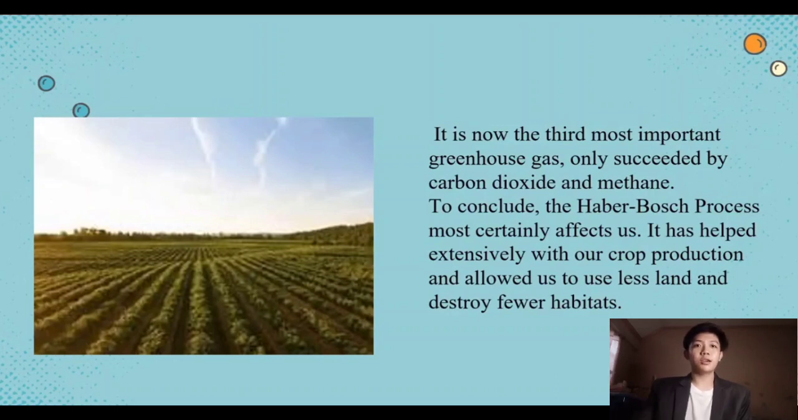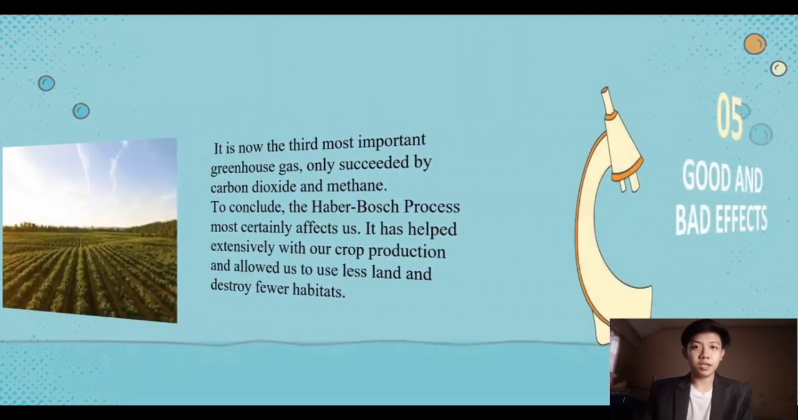As well as this, runoff from the very popular nitrogen fertilizers can disrupt biological habitats, with nitrates leaching into rivers, ponds, and lakes, alongside expanding dead zones in oceans and affecting natural ecosystems. It is now the third most important greenhouse gas, only succeeded by carbon dioxide and methane.